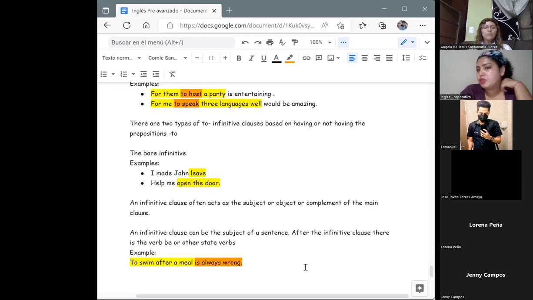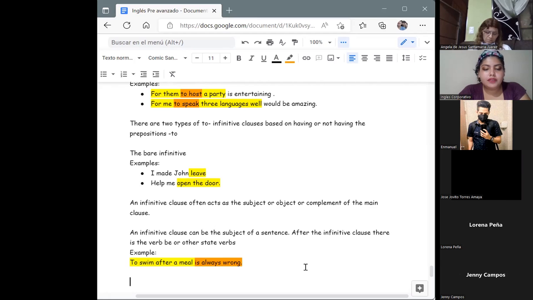So in that case, we have two different parts or two different clauses. And this one is functioning as the subject because it's at the beginning of the sentence. And we have to swim after a meal is always wrong. In that case, we have the verb to be after the clause.